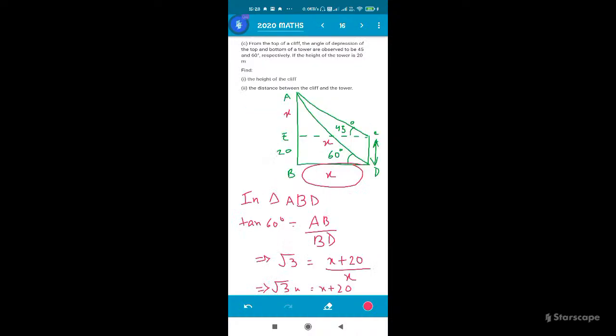So let me mention this in the figure so that it becomes a little easier to understand. 27.32. This is also 27.32 because this was also x. Now what is the question? We have to find the height of the cliff. That means we have to find AB. We have AE as 27.32 and we have EB as 20. So what will be the total height of the tower? We have to simply add it up. So 27.32 plus 20, we are getting the answer as 47.32 meter. So this is the height of the cliff.